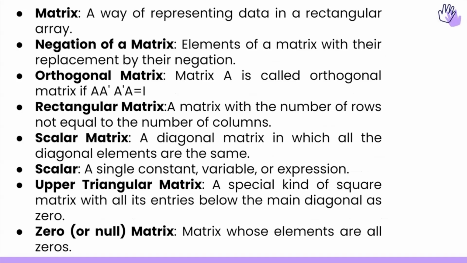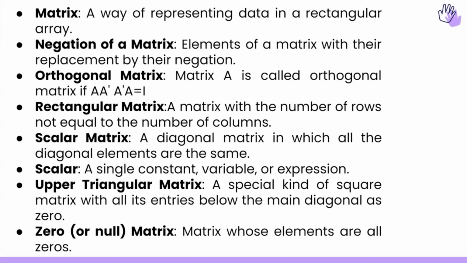That's it. Orthogonal matrix. So matrix A is called orthogonal if A times A transpose is equal to I. So the product of the matrix with its transpose must result in an identity matrix. If that is the case, then we can term it as an orthogonal matrix.